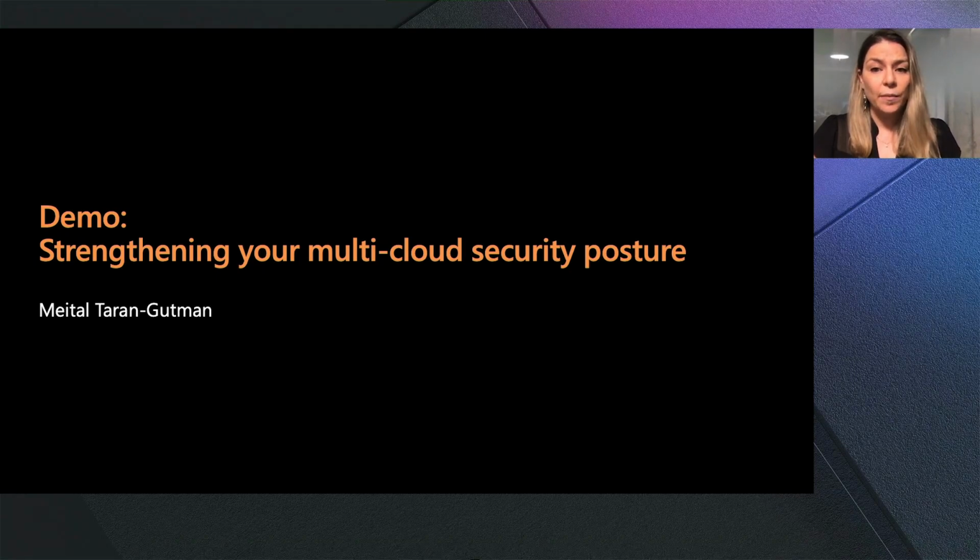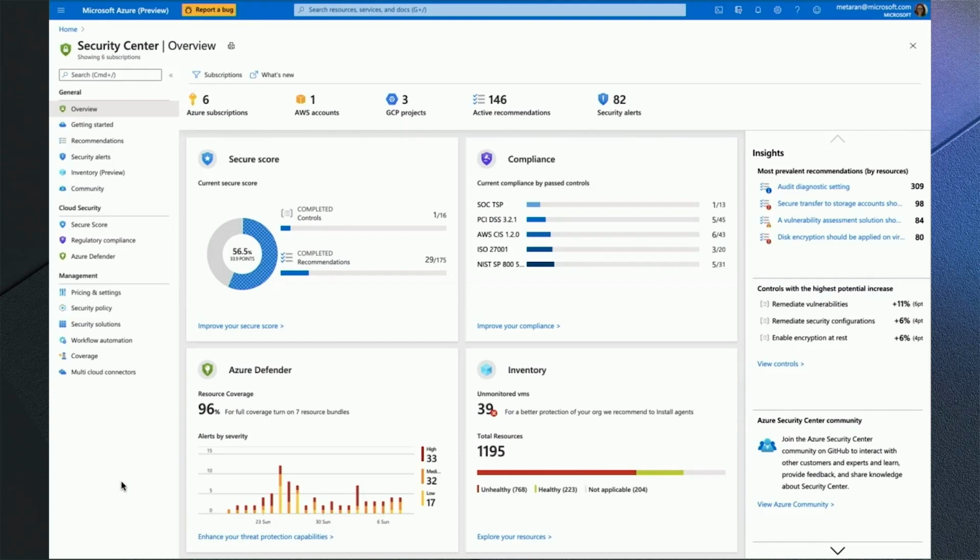Without wasting more time, let's see how it works. As you can see, this is the new main dashboard for Security Center. From the start, I can see very clearly my entire environment protected and scanned by Security Center. I can see I have 6 Azure subscriptions. I already have an AWS account connected and a Google Cloud, 3 Google Cloud projects.